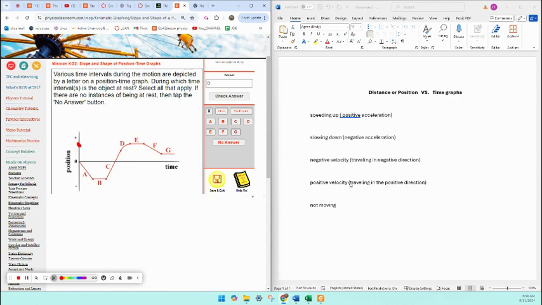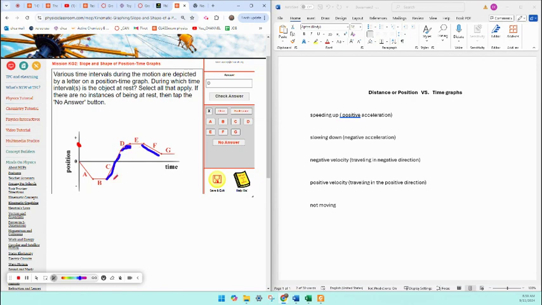A positive velocity, this means traveling in the positive direction, so that would be along point C here. This right here would be moving at a constant positive velocity. A negative velocity would be something like this, where it's moving in the negative direction. So the object is moving downwards from positive to negative. So this would be a negative velocity. Slowing down would be right here.